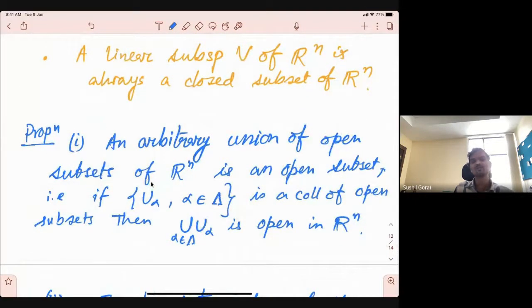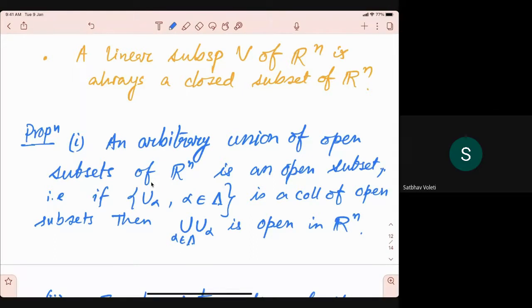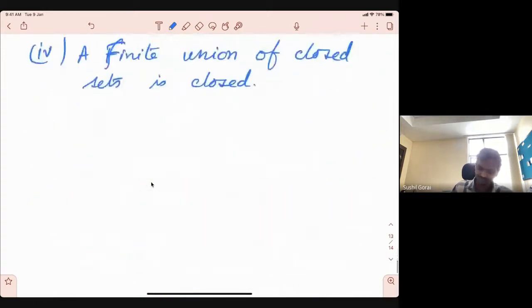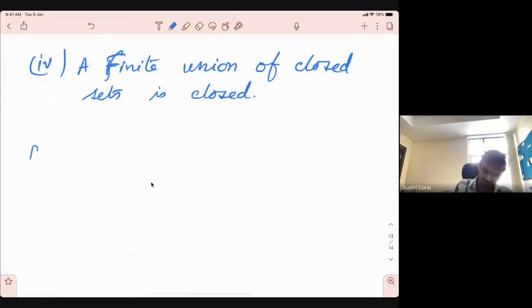Arbitrary union of open subsets. Arbitrary union of open sets is open. So any element from the union will exist in some U alpha, and there'll be a neighborhood inside U alpha. Right, and that neighborhood will also be in the union. Right. So the proof is very simple.